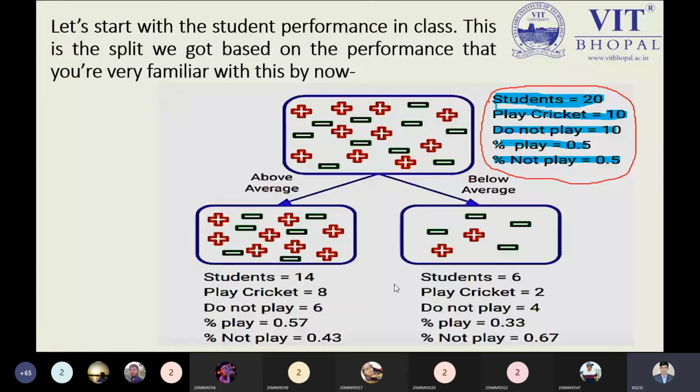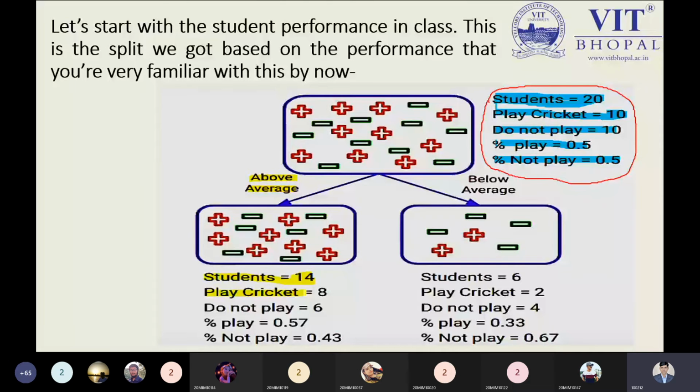In this case we have a total of 14 students, which you can easily calculate. Those who want to play, marked with the plus symbol, are 1, 2, 3, 4, 5, 6, 7, 8. So 8 students want to play cricket, and those who do not want to play the game are 6. So 8 plus 6 is 14. So we have got this point.